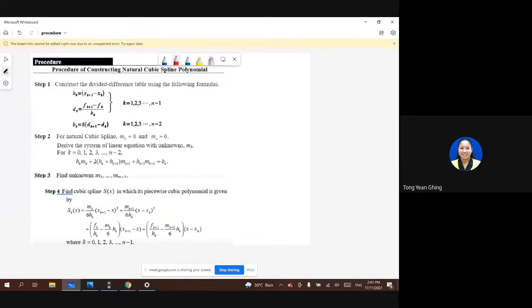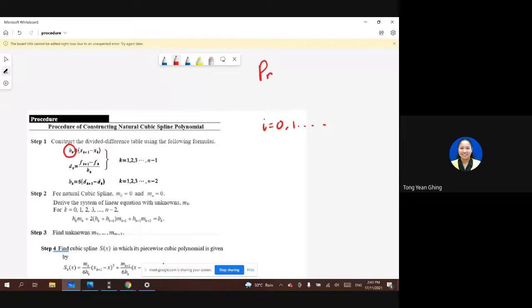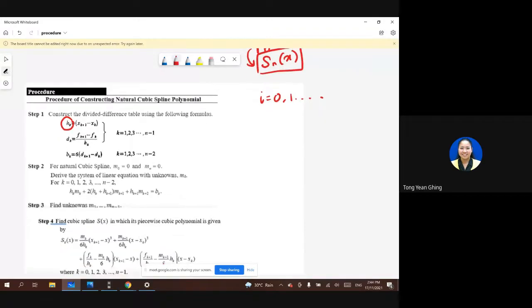So first and foremost, we have to find HK. Before this we used I, starting with I equal to 0, 1 and so on. For this one, it is the same as before. For example, the polynomial before this we used P and X, like this. Now we use S. We only change the term. Before this we used I, for this one we use K, and so on until N.